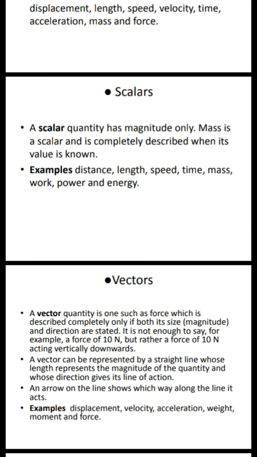Length. Length can be measured by using a meter rule or a scale. So length is an example of a physical quantity. Mass can be measured by an electronic balance or physical balance. So mass is an example of a physical quantity.